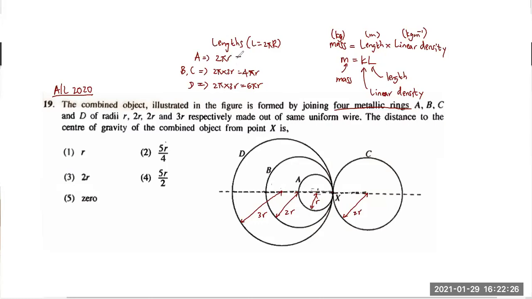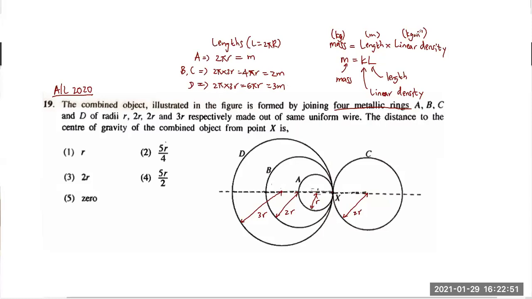So if I take the mass of A as m, the mass of B and C should be 2m, and the mass of D should be 3m. Because if 2 pi r is m, this one is twice that, and this one is 3 times that. So first and foremost, you have to figure this out. I have written all these things for the explanation, but you can do this in your head.